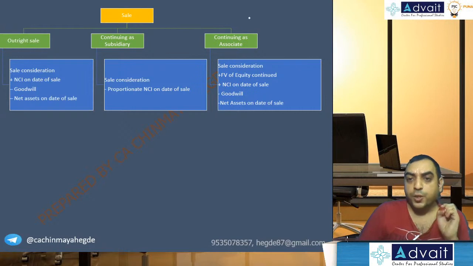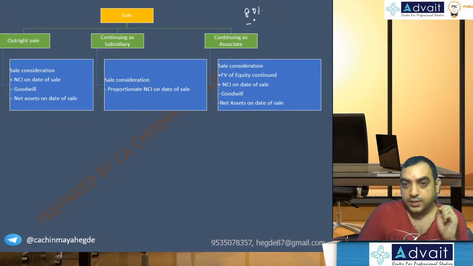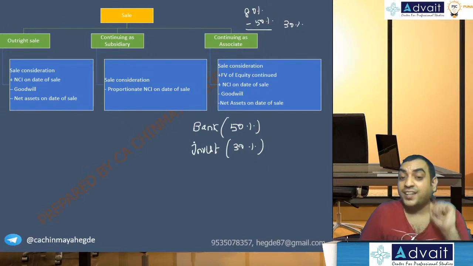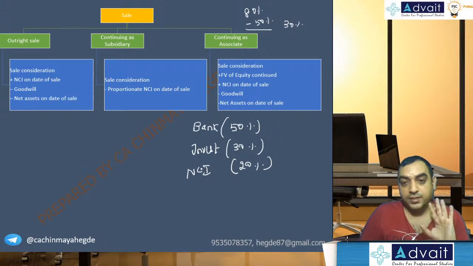Okay, no problem. Suppose you are having 80%, you sell, let's say, 50%, you continue to have 30%. Now, for 50% sold, you get bank amount, you receive that 50%. You have not sold 30%, that means that will now be classified as investment in associates. Then what is 20%? As on this date, NCI should be derecognized, so NCI account debit.